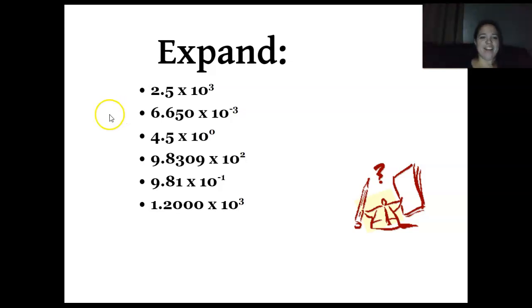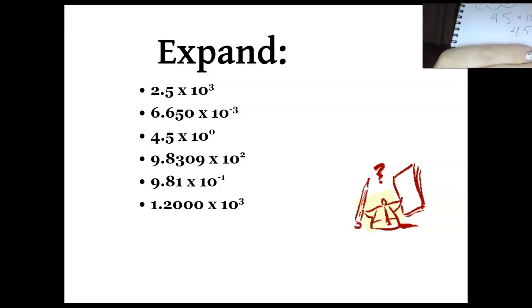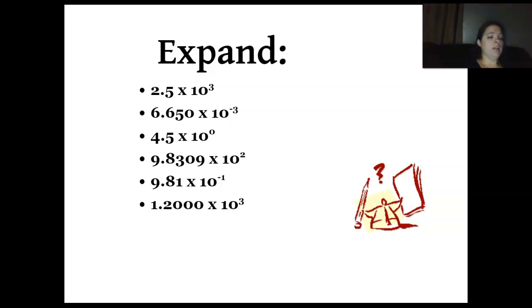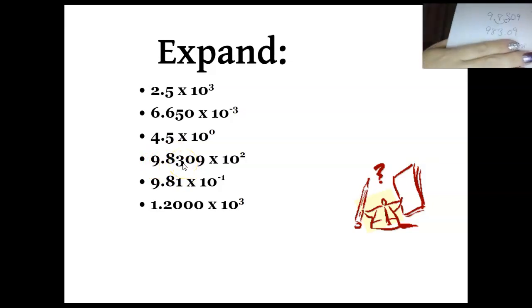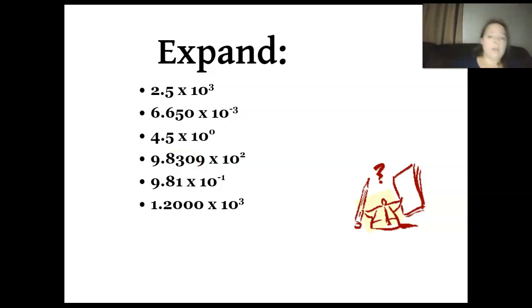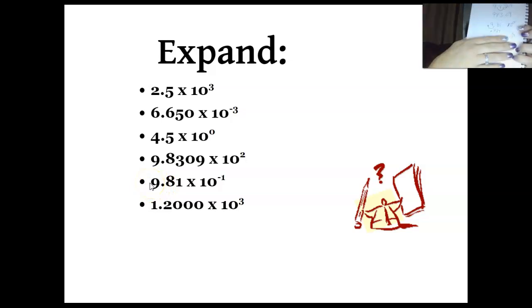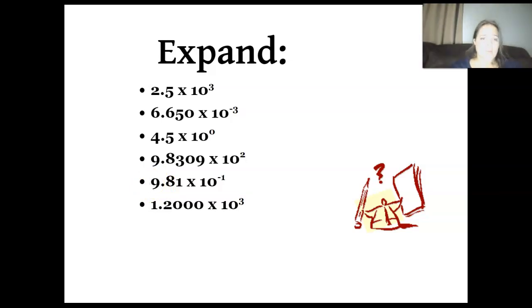The next one is my favorite because it's 4.5 times 10 to the 0. 10 to the 0 means you are jumping 0 times, so it is just 4.5. All right, the next one is a positive, so I'm going to take this decimal and jump it 1, 2 times to the right. So you should get 983.09. The next one is a -1, so I'm going to the left 1. Jump it 1 over here. So you should get 0.981.